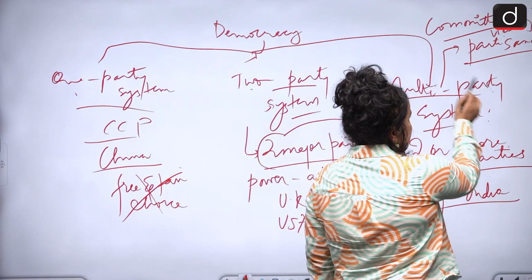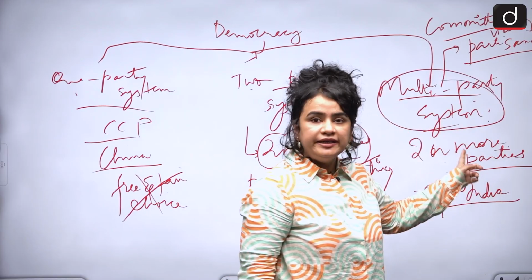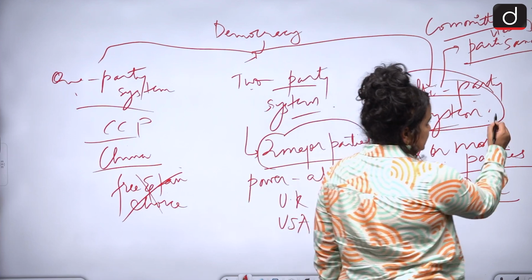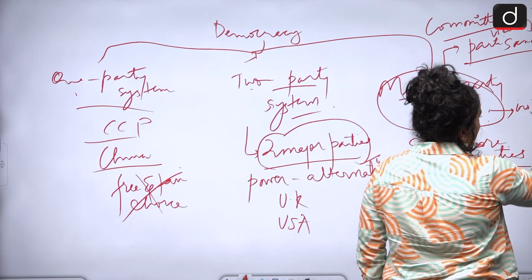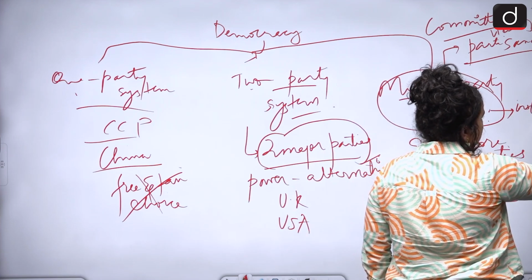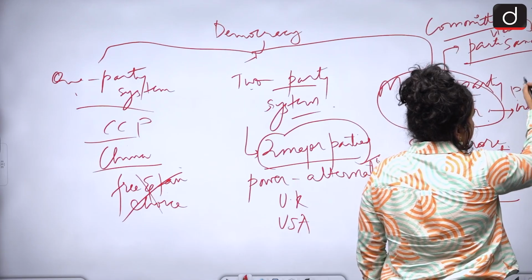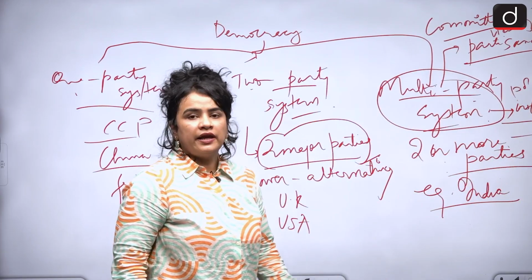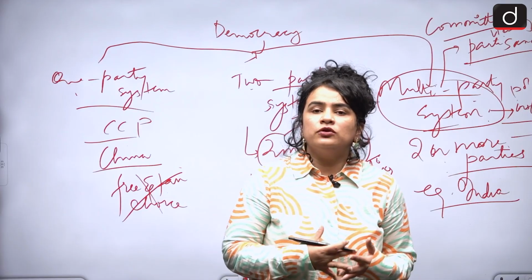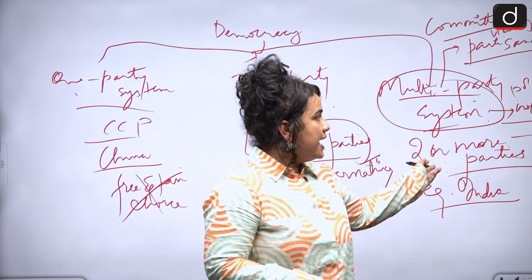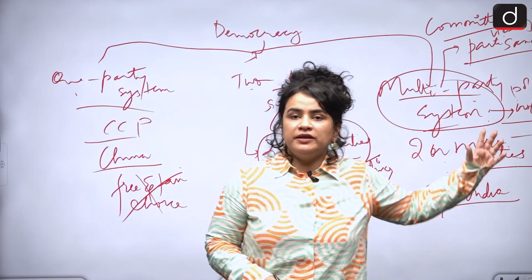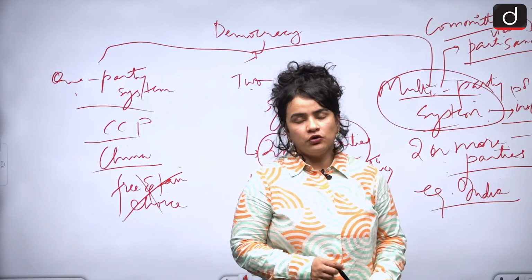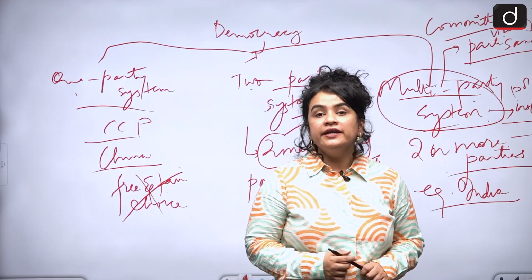Another problem, especially in a multi-party system, is that it leads to some sort of political instability. Why? Because there is an option of forming coalition governments, and governments do topple if one party withdraws from the alliance.